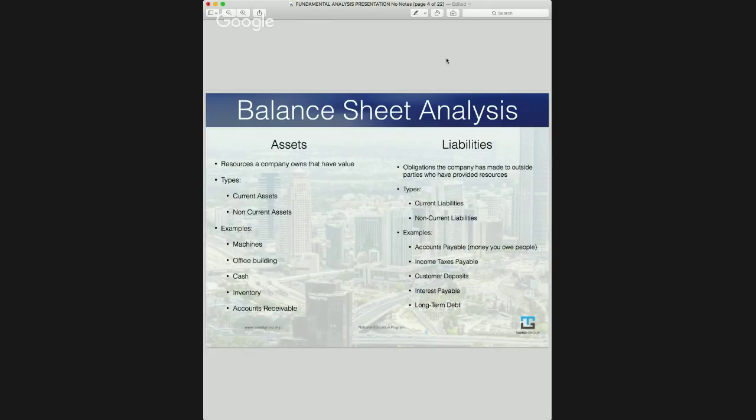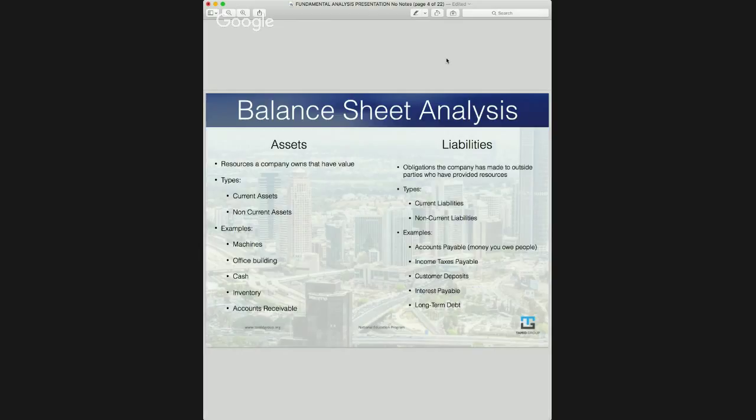Talking about current liabilities, liabilities are obligations the company has made to outside parties who have provided resources. Some examples would be accounts payable, or money you owe people, income taxes payable, customer deposits, interest payable, or long-term debt, short-term debt, anything that requires me to pay money to someone else in the future. Just the same as assets, they're going to be current liabilities and non-current liabilities. A current liability is something I'm going to have to pay in cash within the next year. A non-current liability is something I will not have to pay in cash within the next year.